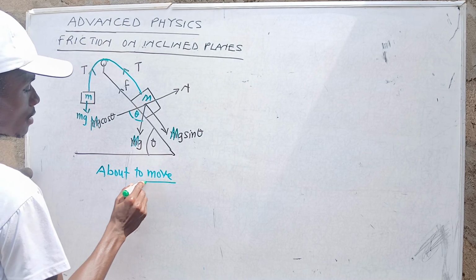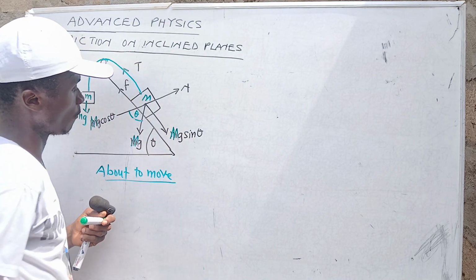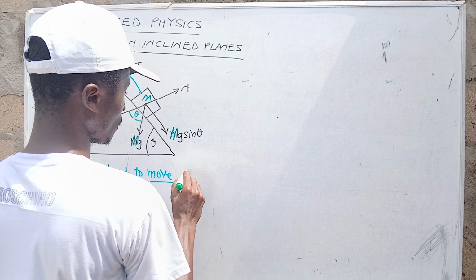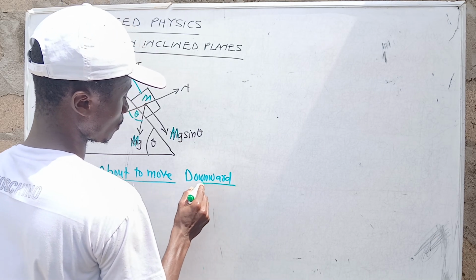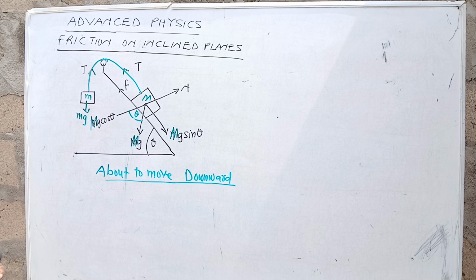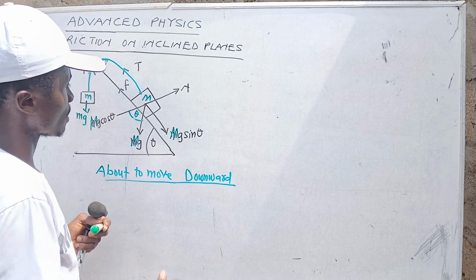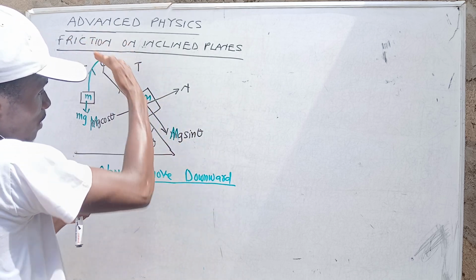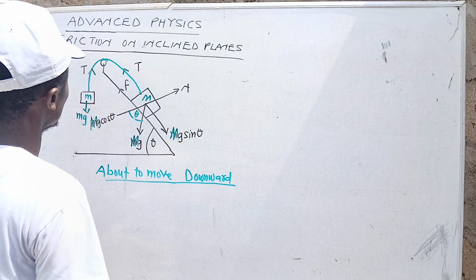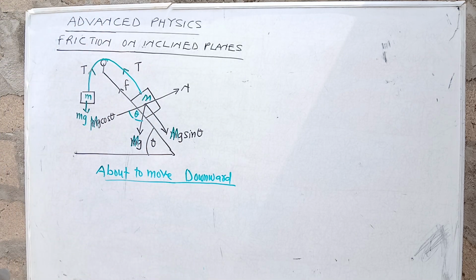Now, let's consider the case when this mass is just about to move downward. When it is about to move, that means the sum of all forces up and down the inclined will be 0, and then the sum of vertical forces would also be 0.